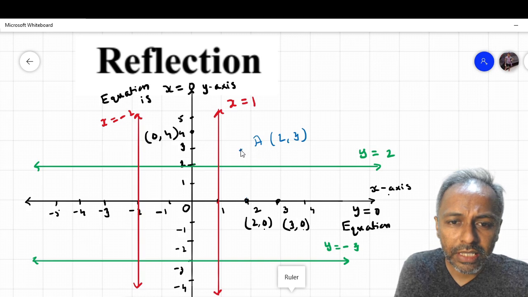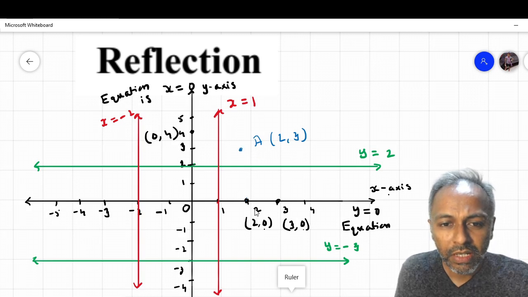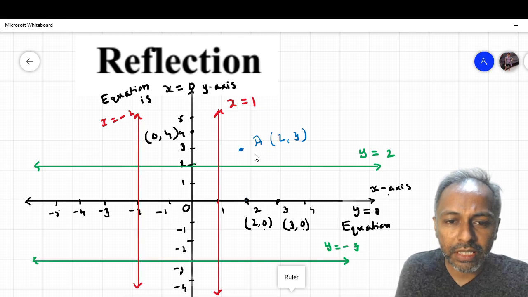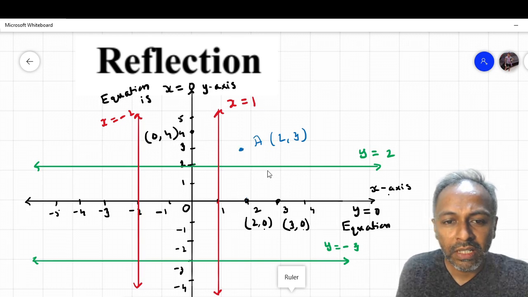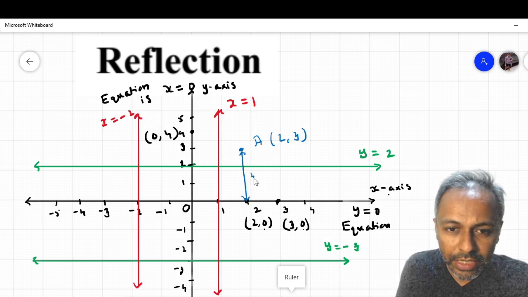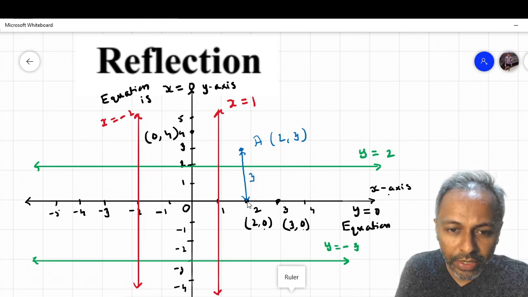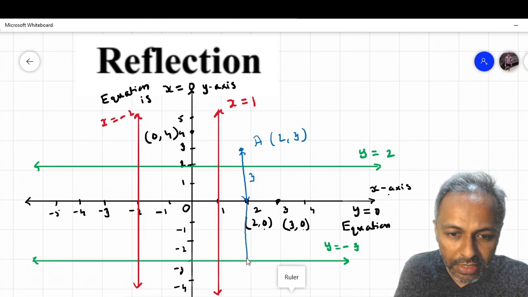Now the question is that you try to reflect this point on x-axis. Reflection simply means that it is the mirror image. So if the height of this point A from the x-axis is 3 units, then the reflection in x-axis will take it 3 units downwards, like this.